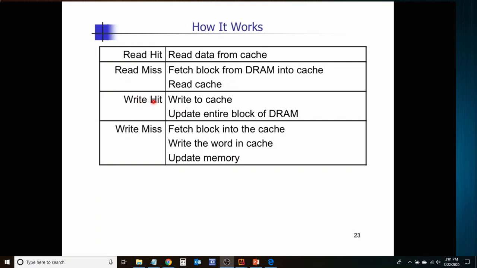Next, write hit. If it's a hit, that means that the cache and memory are mapped correctly. Then we simply write to cache and update the entire block of that DRAM. When we miss that write operation, then we fetch an entire block into the cache. So from memory to cache, write that word, so change that word in cache, and then we update the memory. So when you do that, in that moment, the cache and memory will be holding the same block, so that you can check for consistencies.